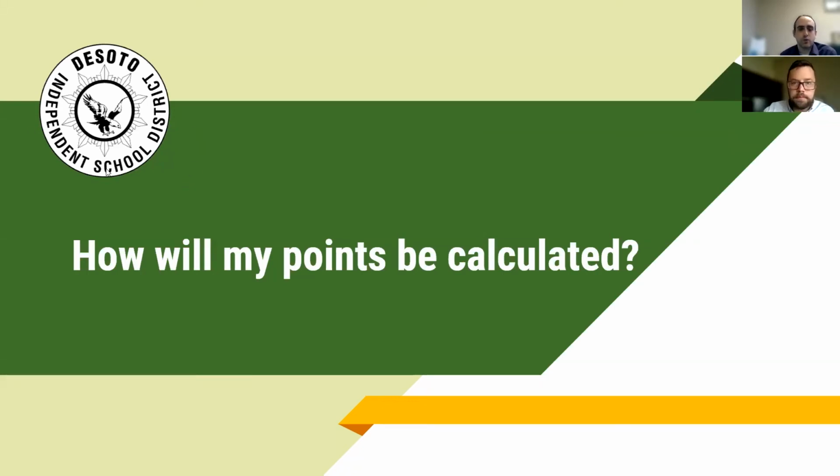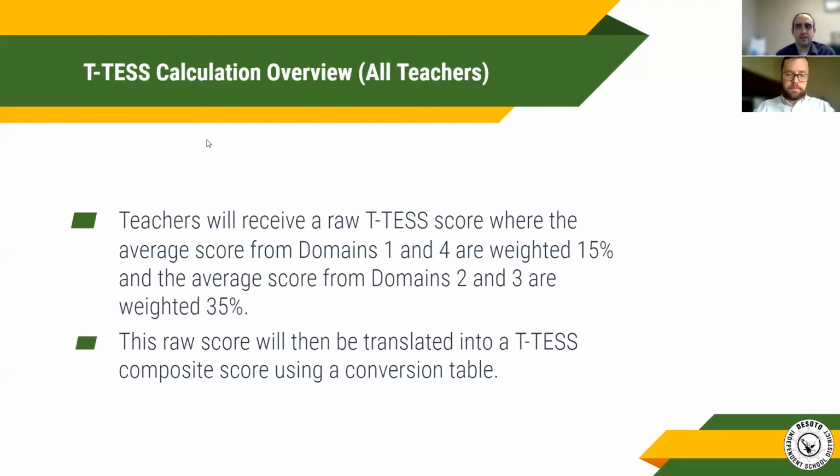So we want to go through just a real quick overview of how points will be calculated in each of these areas and to show you an example so you can have an idea of where your score will come from. So the first thing we want to look at is the T-TESS calculation, and this applies to all teachers. So we're going to look at your T-TESS summative score at the end of the year, and it's going to be a weighted average where domains 1 and 4 are weighted as 15%. And domains 2 and 3 are weighted as 35%.